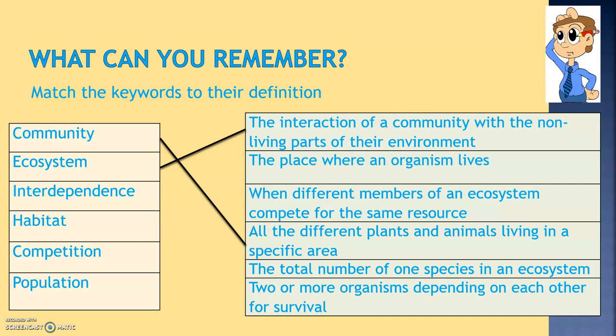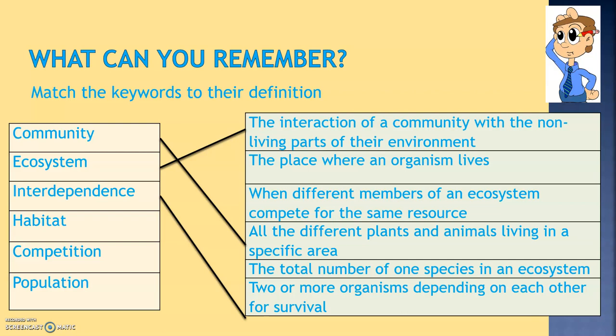Now, what is interdependence then? Interdependence is when two or more organisms depend on each other for survival. So this is like a symbiosis, okay? So we've got two or more organisms depending on each other for survival. Although there are different ways it can be interdependence, okay? All right? And we're going to look at that in further detail.